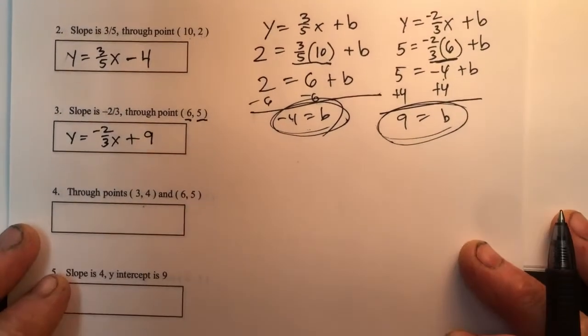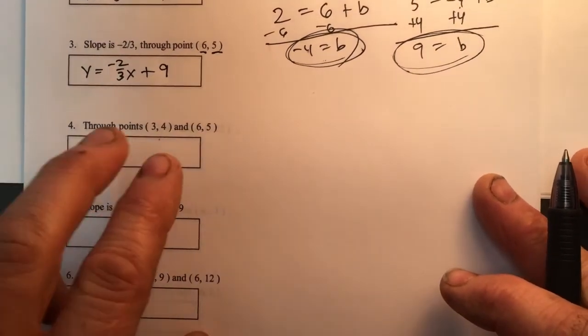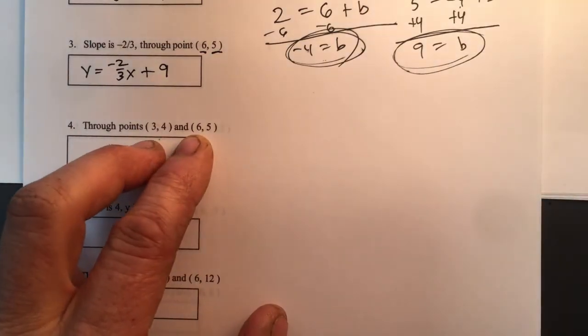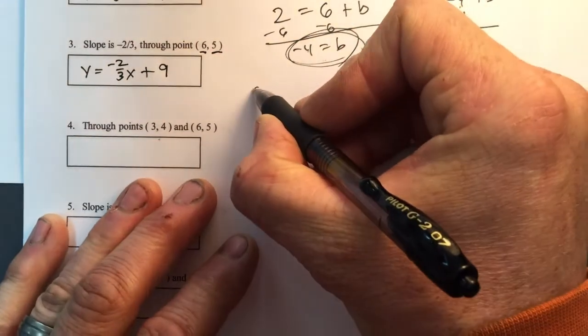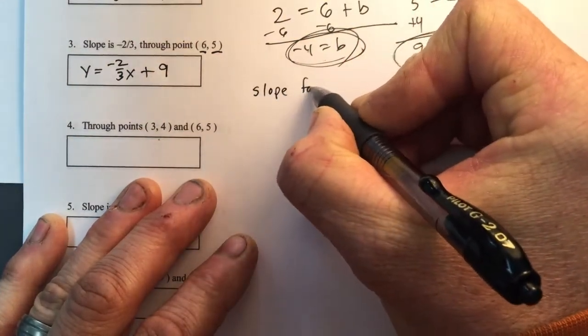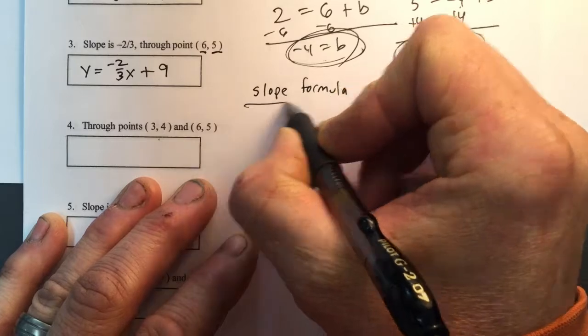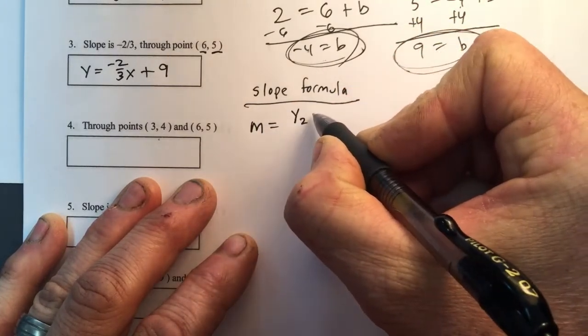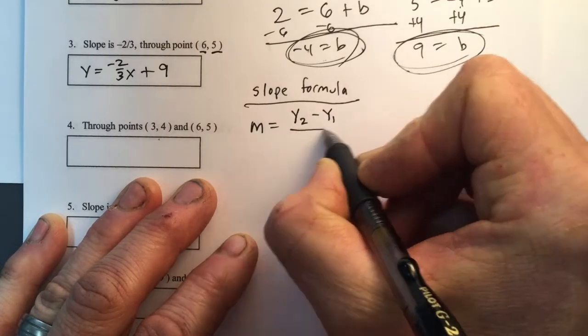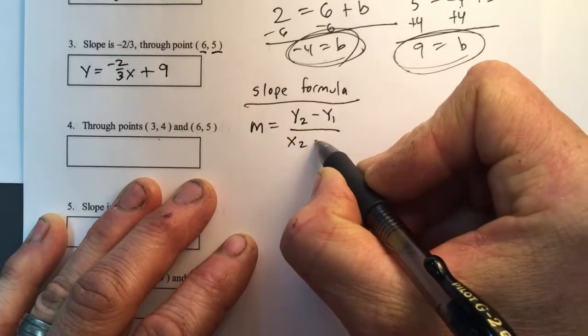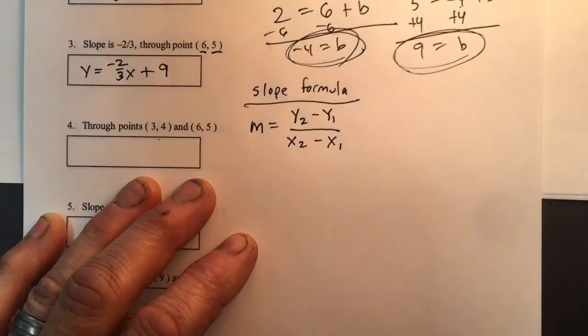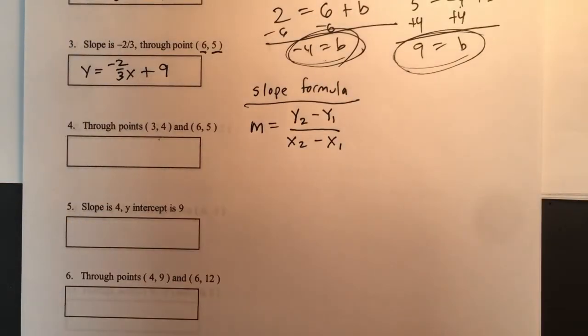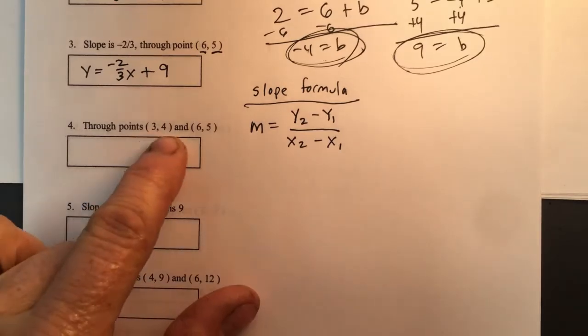And then sometimes, like number 4 here, you just have 2 points. You don't have the slope or the y-intercept, neither one. So what you're going to have to do is the slope formula. The slope formula is this right here. Slope equals y from point 2 minus y from point 1 divided by the x from point 2 minus the x from point 1. This is the slope formula. And you're going to have to do that to figure out the slope first. See, we've got these 2 points.